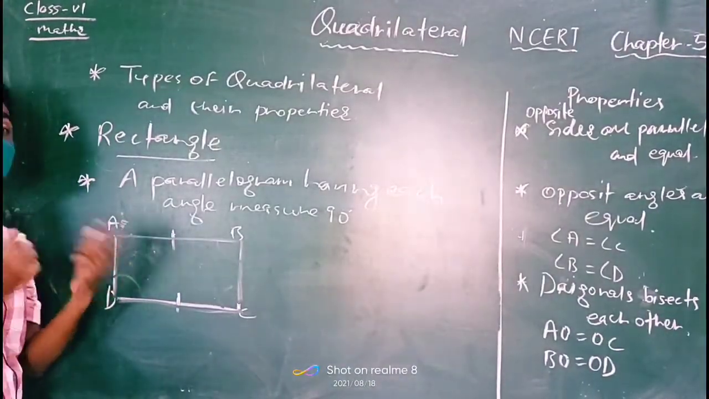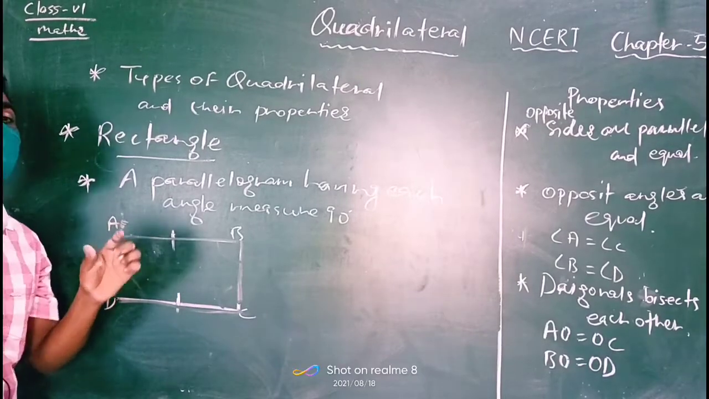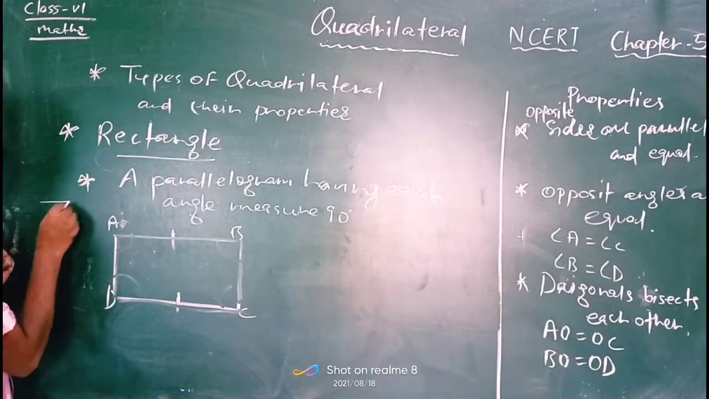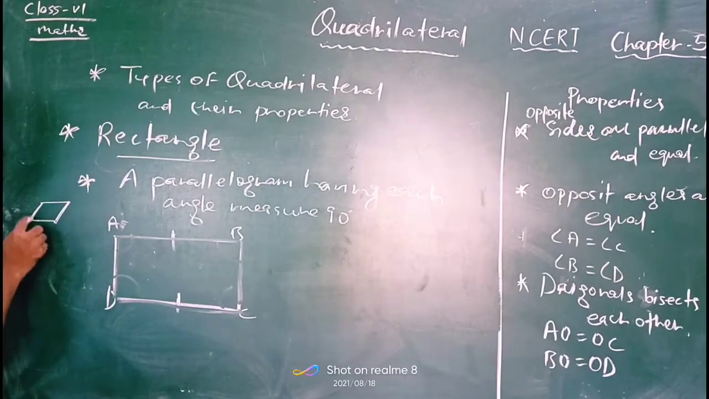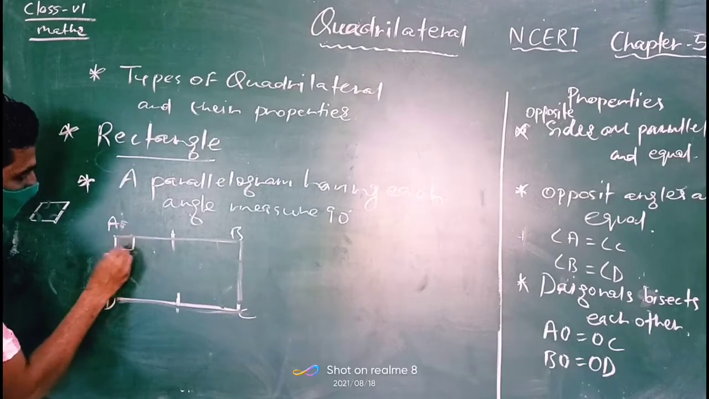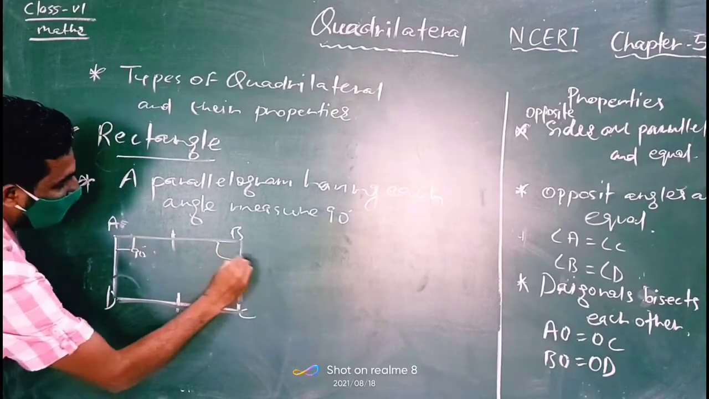What is the speciality? I need to say the difference between a parallelogram and a rectangle. Why is it called a rectangle and why is this called a parallelogram? You see, here the angle measure is not 90 in each angle, but in this one you can see all the angles are 90.